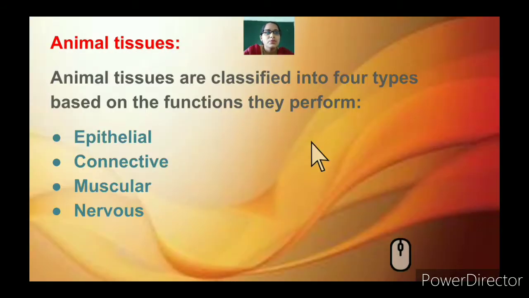Animal tissues are classified into 4 different types based on the functions they perform. They are epithelial tissue, connective tissue, muscular tissue and nervous tissue. We'll discuss them one by one now.